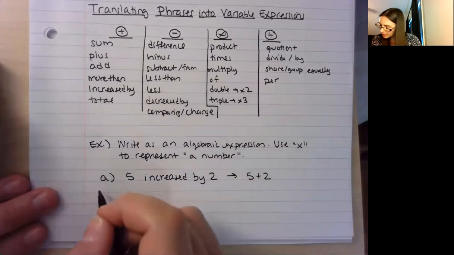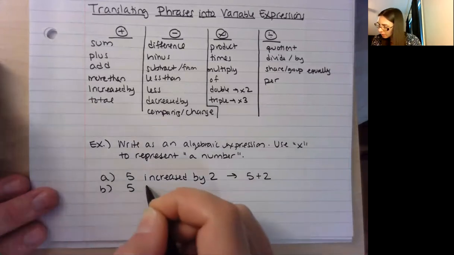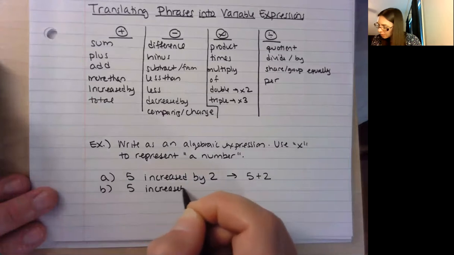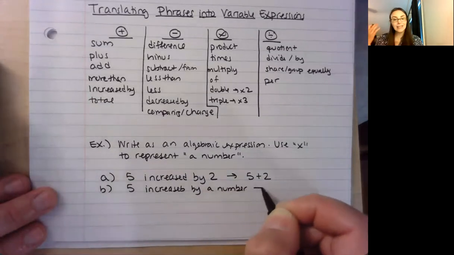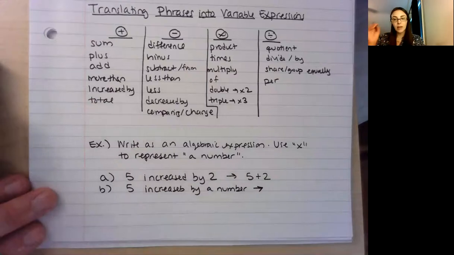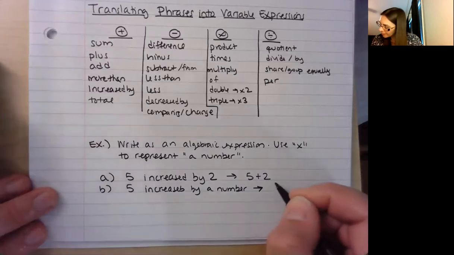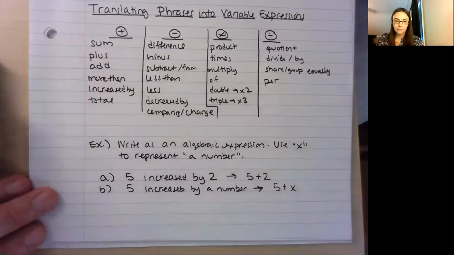Now, I could also write something like this. 5 increased by a number. So it's the same setup, but here I'm not specifying what the number is. So we're going to use x for that number. So I have 5 plus x instead.